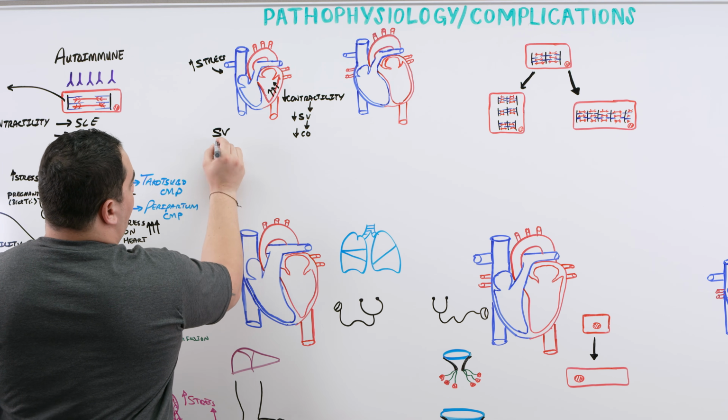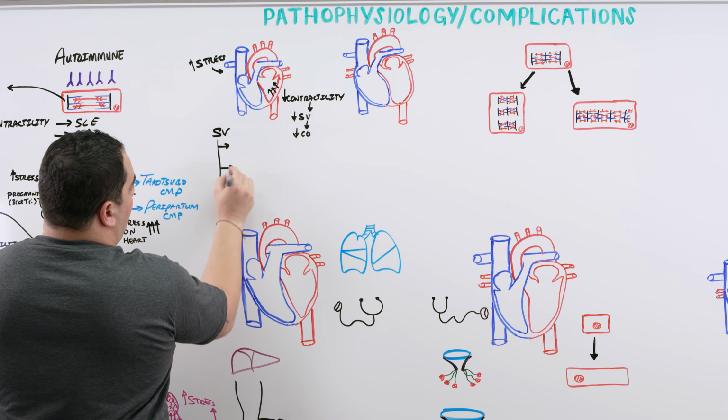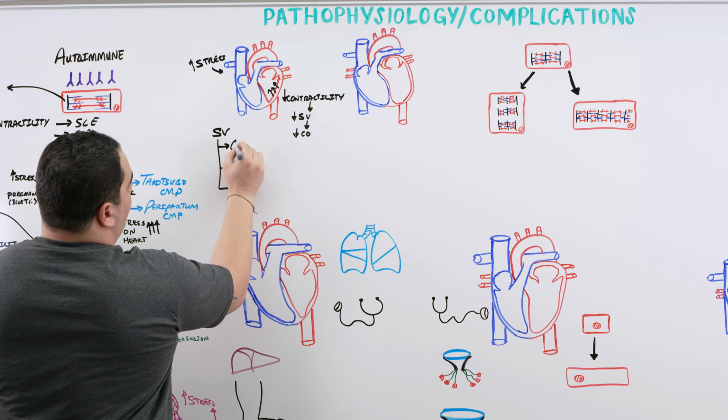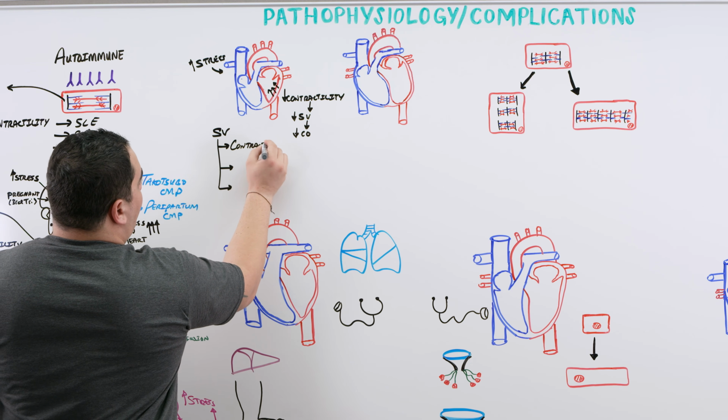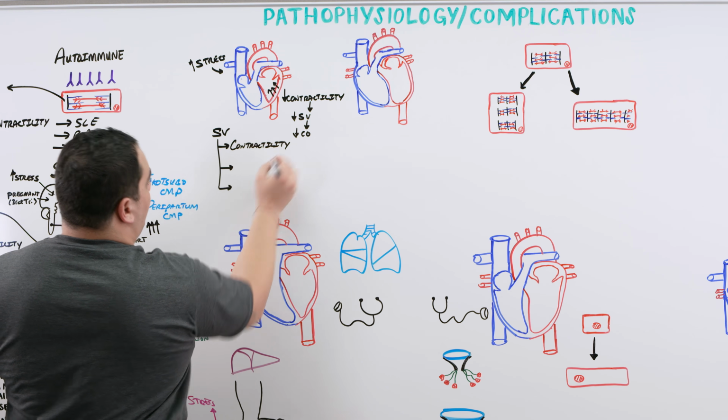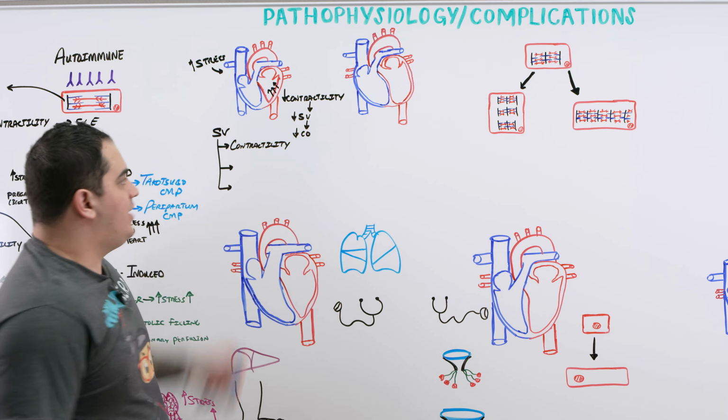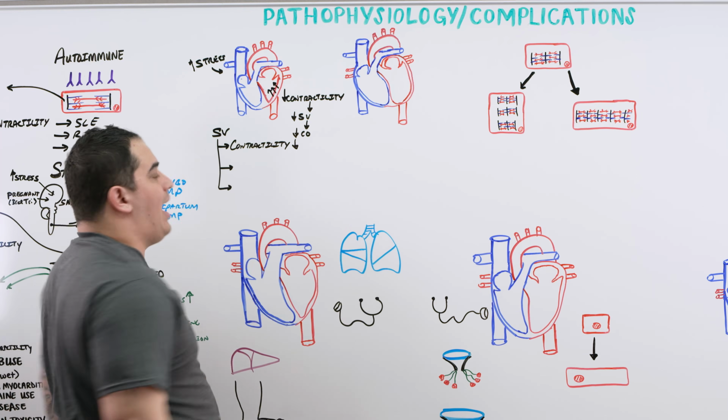So here we have stroke volume. There are three things that are altering stroke volume. One is contractility. Right now, that is the one that we're having some problems with. So we're having issues with the contractility. This is reduced in these patients with dilated cardiomyopathy.